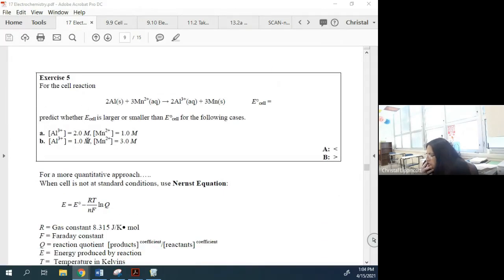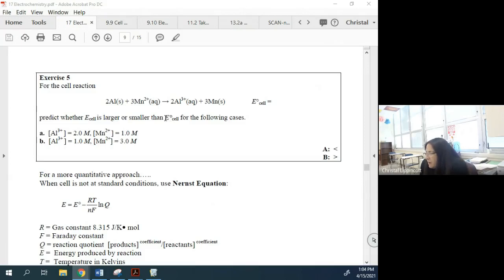So if we look at this, we can see whether E cell is larger or smaller than E naught cell. This is standard conditions for the solid cases. So we need to talk about what standard conditions are. We talked about this several times, but we're going to talk again.